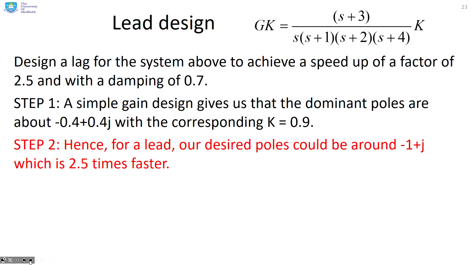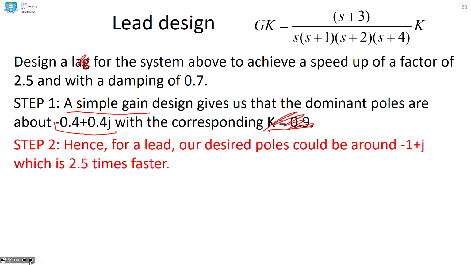So here's an example, and then it will become clearer. Design, that should say lead, I do apologise, for the system above to achieve a speed up of a factor of 2.5 and with a damping of 0.7. So step 1, do a simple gain design to find the dominant poles, and there you'll see the dominant poles are about minus 0.4 plus 0.4j with a k of 0.9. Actually, that k is irrelevant, we're just picking the point on the root loci.